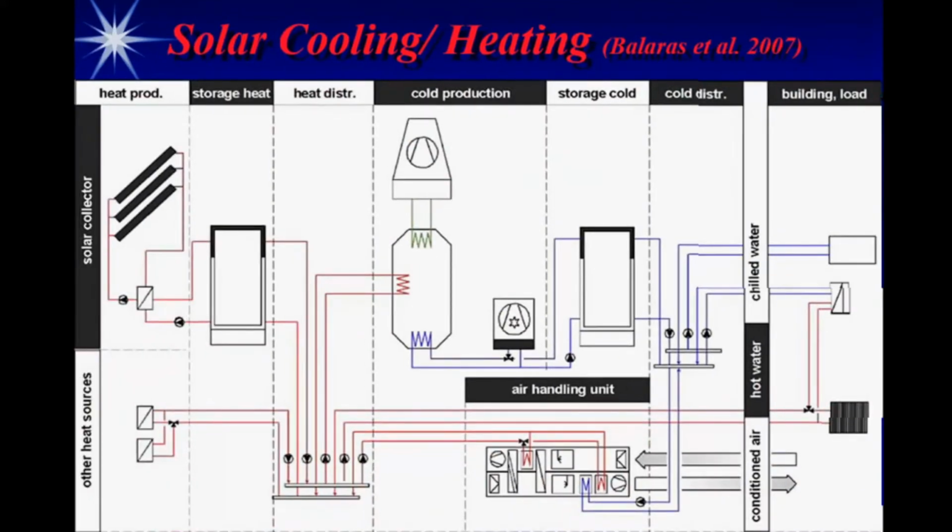Any solar heating and cooling system would have a solar collector, it would be storing heat, then distributing heat. Then you have to have a technology for producing cold, then you may like to store the cold and then distribute it to various applications.